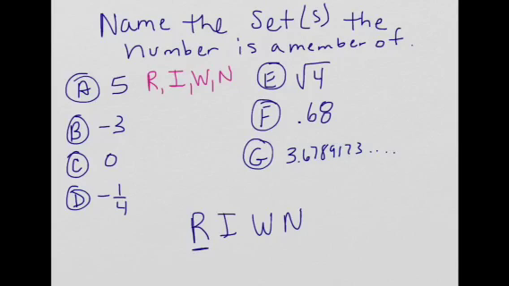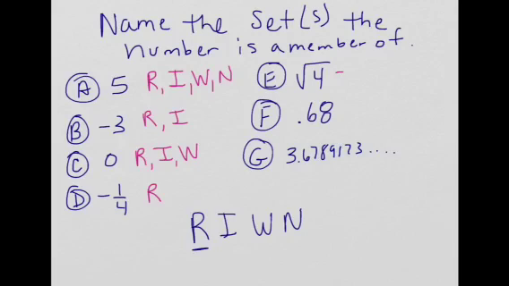-3 is rational or irrational? Well, it terminates, so it's rational. And then it's an integer. But it's not a whole number, and because it's not a whole number, it cannot be a natural number. So we stop. 0 is rational. It's an integer. It's a whole number, but it's not a natural number. -1/4 is rational, but it's not an integer, and it's not a whole number, and it's not natural. So you see, once you hit the first no, you don't have to check the rest of the groups.